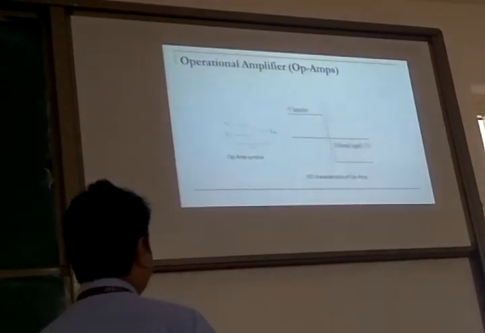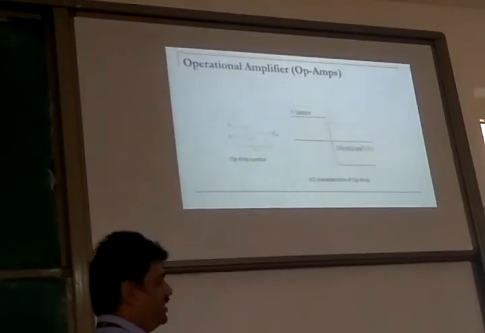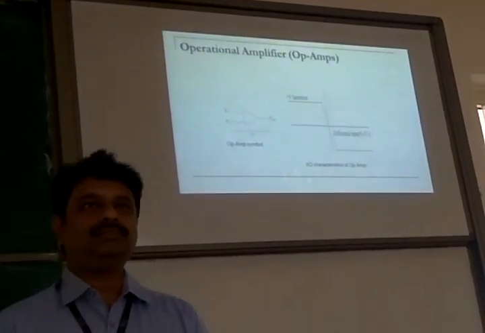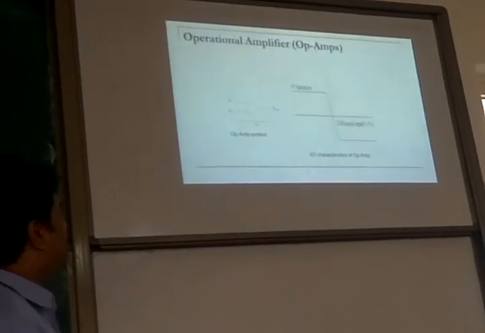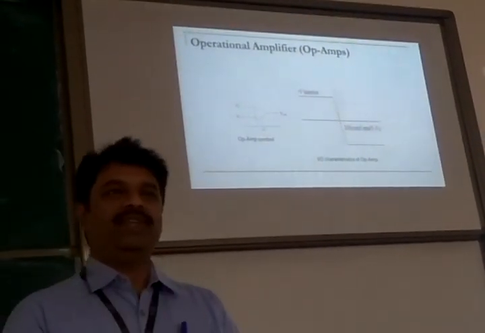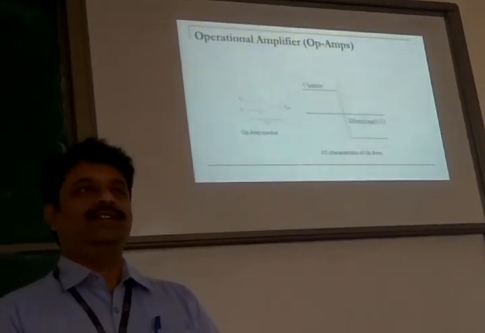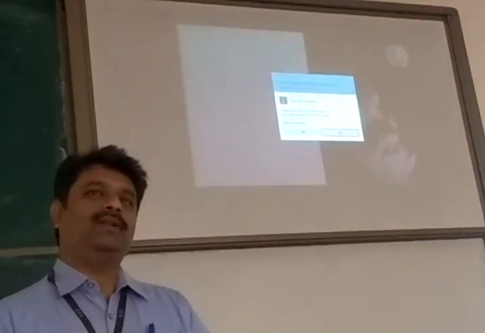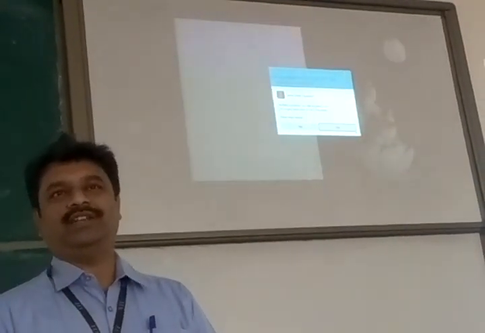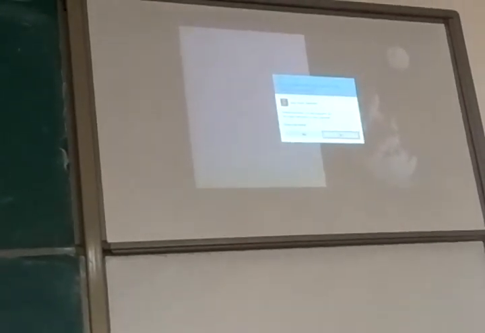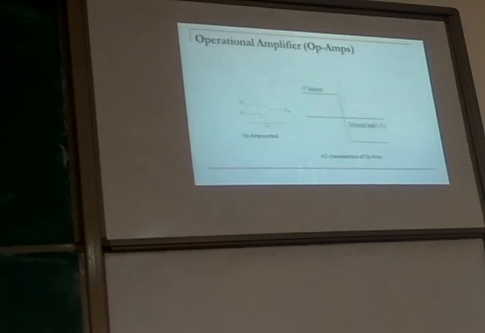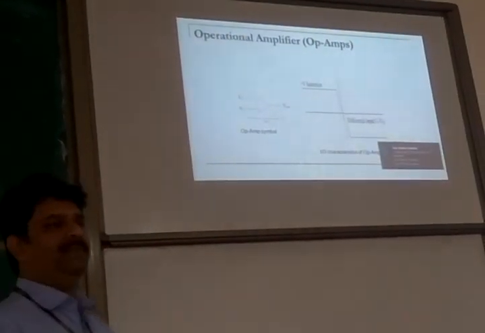So on the left side, what you have is the operational amplifier symbol. Two lines. The acronym, the short form of operational amplifier, is op amp. Normally people refer to it as op amps, but it's actually operational amplifier. The symbol says it has two inputs, V1 and V2. One is connected to a negative sign and the other one to a positive sign.